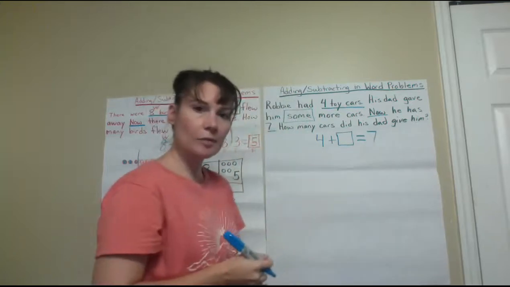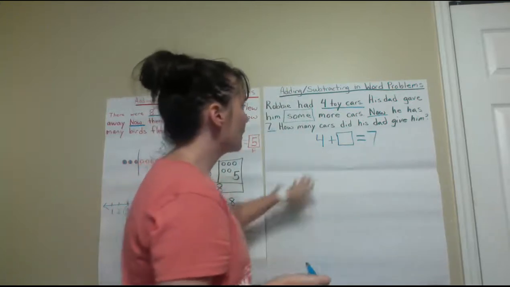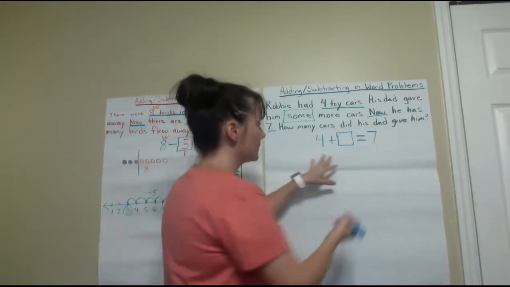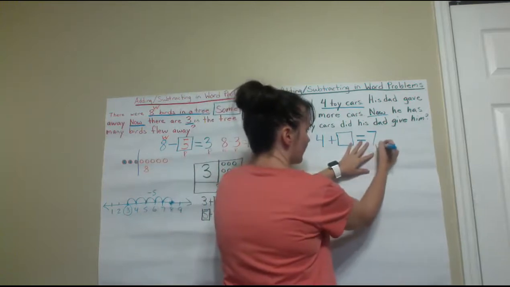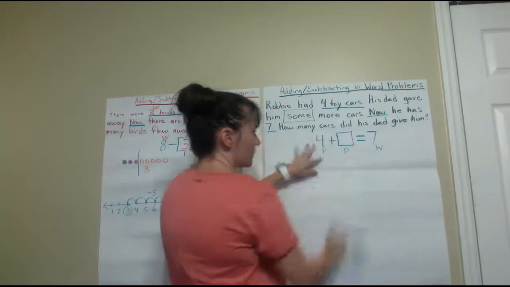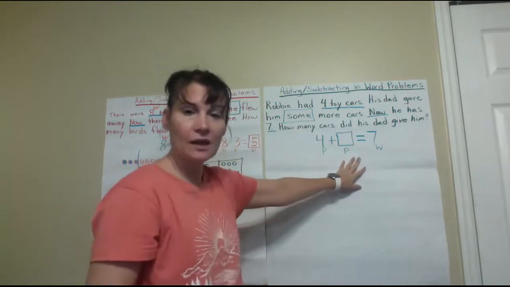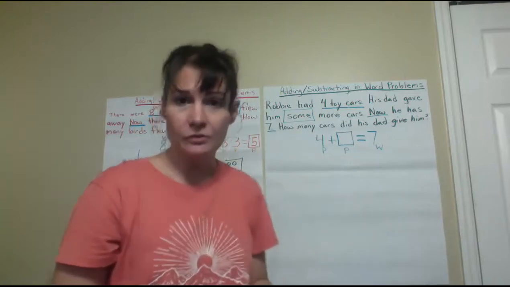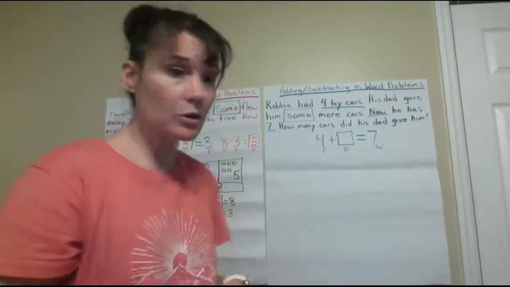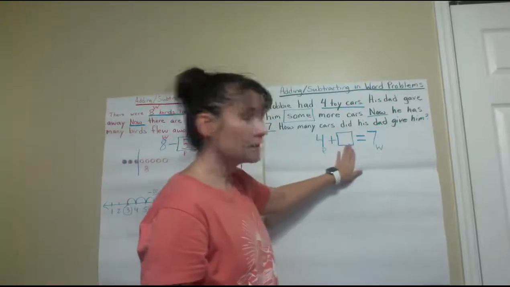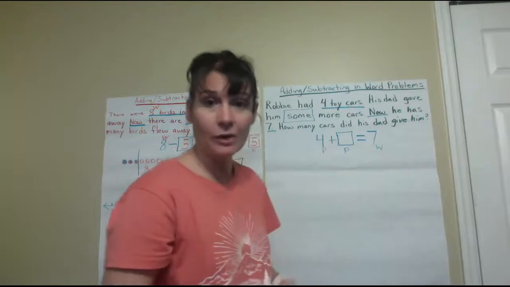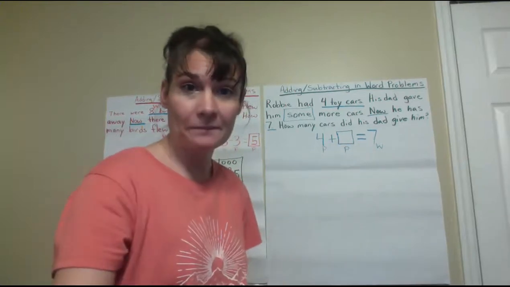Let's think about labeling a problem. I know that my 2 parts go together to make my whole. So my whole must be 7. And my 2 parts must be the 4 and our mystery number. With your manipulatives and your counters or cubes, I want you to take a minute to see if you can solve for the missing number. 4 plus what equals 7? Pause the video, and when you're ready, press play.